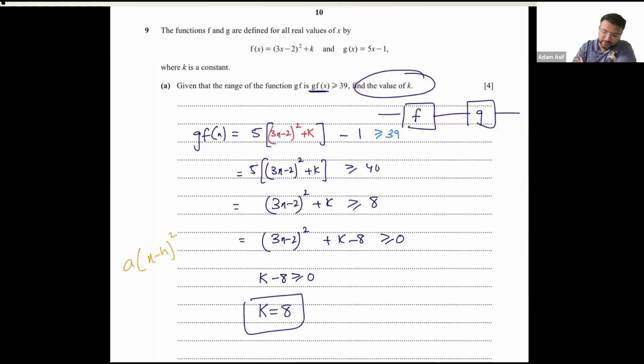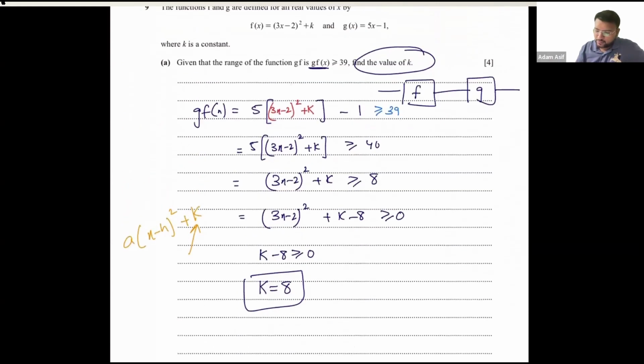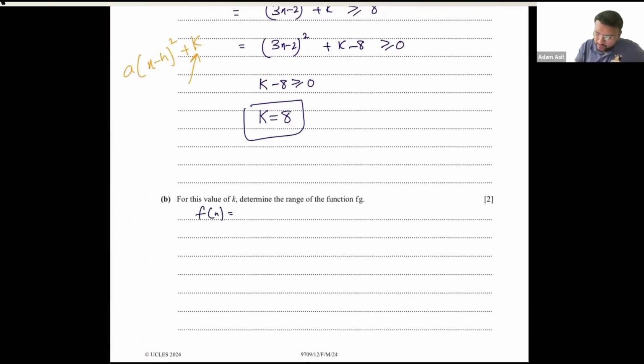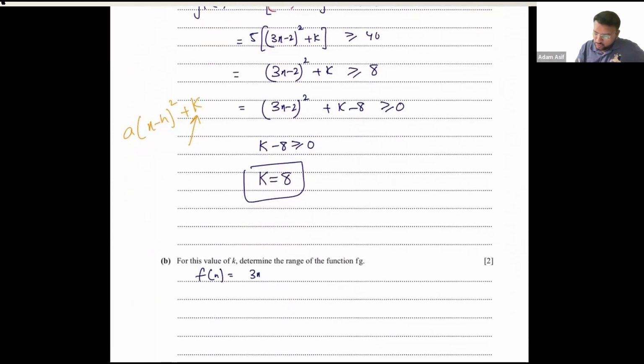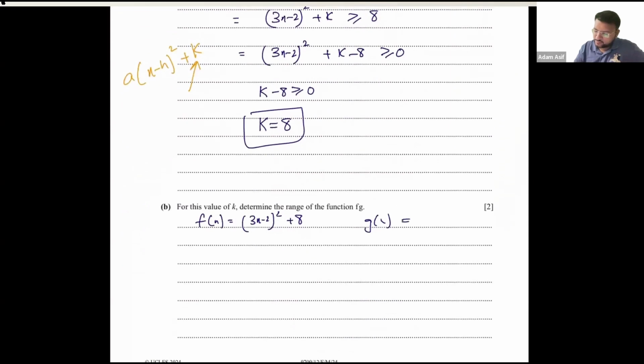a times x minus a the whole thing square plus k, where this is the y coordinate of the turning point. So if I want this quadratic function to be greater than equal to 0, then the y coordinate of the turning point should be greater than equal to 0. So k value should be 8. Now for this value of k, मेरे पास f of x हो जाएगा 3x minus 2 the whole thing square plus 8. g of x is 5x minus 1.